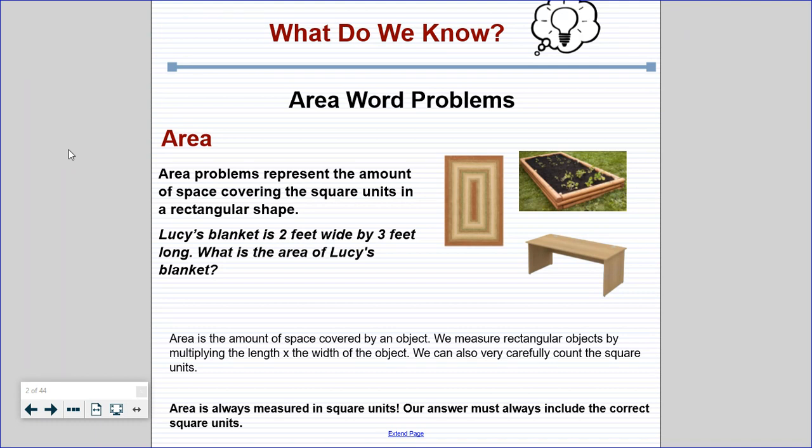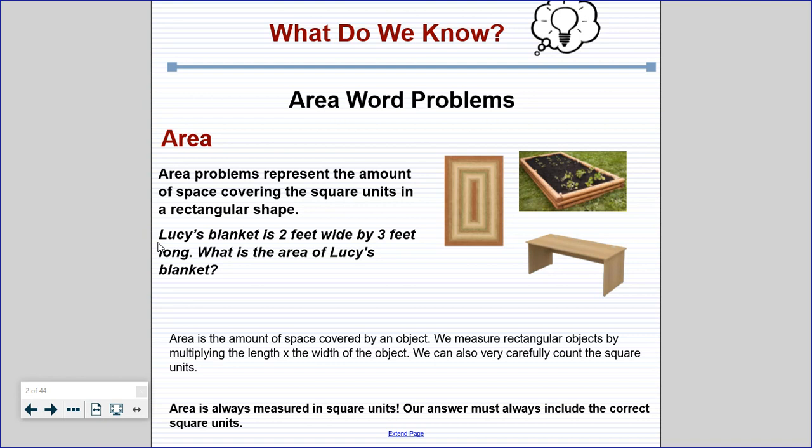For example, here's a sample problem right here. Lucy's blanket is 2 feet wide by 3 feet long. What is the area of Lucy's blanket? That problem is trying to find out how much space is covered by Lucy's blanket. We know the width is 2 feet. We know the length is 3 feet. And the way we would solve for the area is to multiply the width by the length. 2 times 3, which gives us 6.